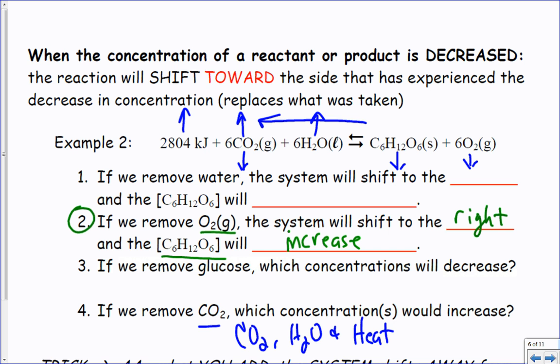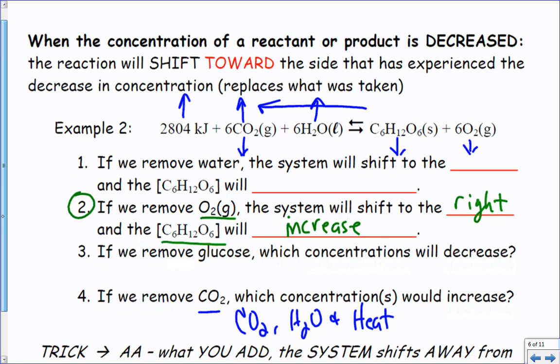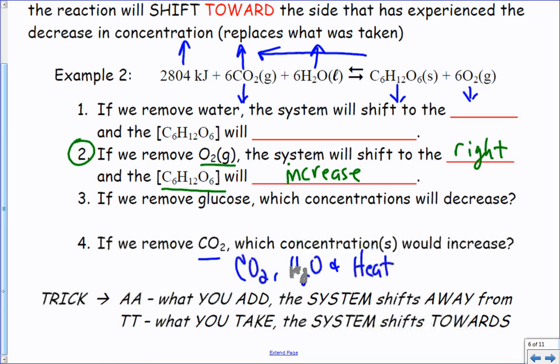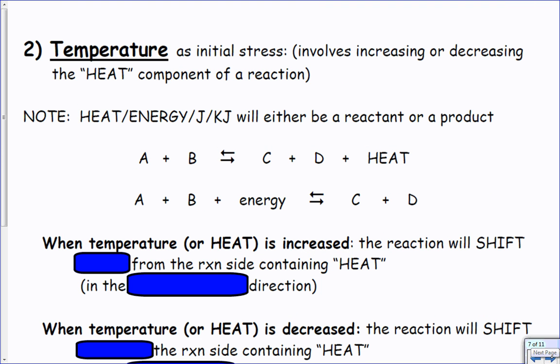Even though it's not really a concentration, I want you to be practiced in treating the heat as a reactant. Again, AATT: towards what I take, away from what I add. Okay, that's the way I like to say it. Temperature, as the initial stress involves increasing or decreasing heat.